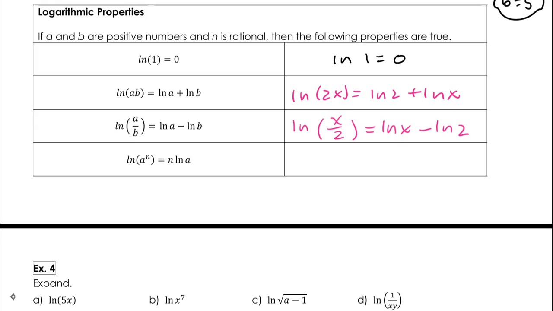Okay, the last one, if you have something to a power. So look, all we did here is this n is allowed to come down in front. So if you're taking the natural log of one thing to a power, the power comes down in front. So our example will be, what if you have natural log of x to the 5th? You're allowed to write this as 5 natural log of x.